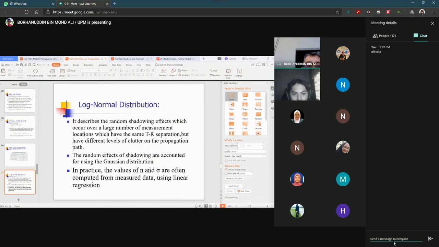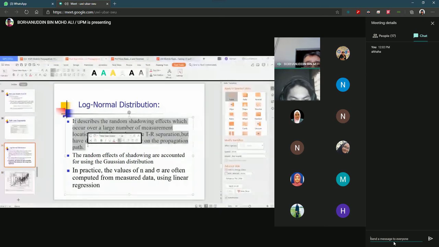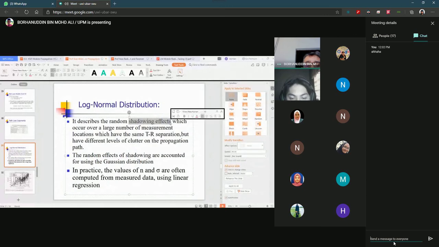Log normal describes the random shadowing effect. Normally this is for shadowing, meaning it is behind large buildings or mountain hills. It is random, and occurs over a large number of measurements which have the same TR separation but have different levels of clutter on the propagation. Different levels of clutter means different objects. Could be buildings, could be mountains, trees, whatever.